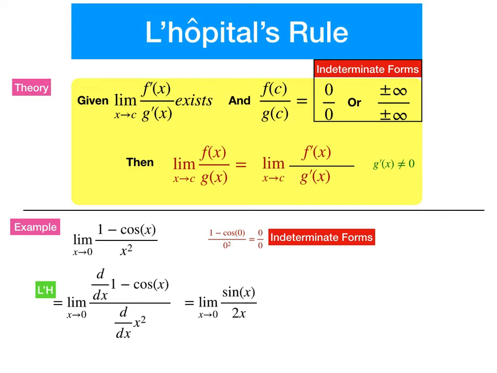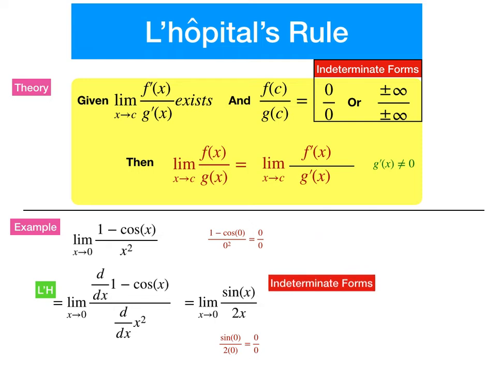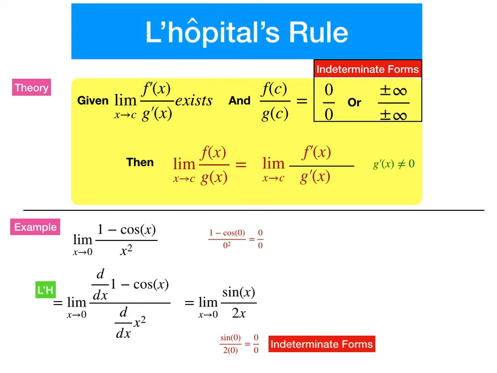which gives us the limit as x goes to 0 of sine of x divided by 2x. So sine of x is the derivative of 1 minus cosine of x, and 2x is the derivative of x squared. At this point, we plug the value of 0 into x again, and we get 0 over 0 again. So again, this is one of the indeterminate forms. That means we can keep using L'Hopital's rule a second time by differentiating sine of x and 2x.